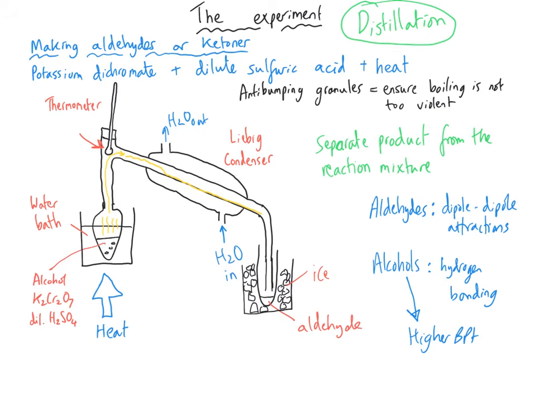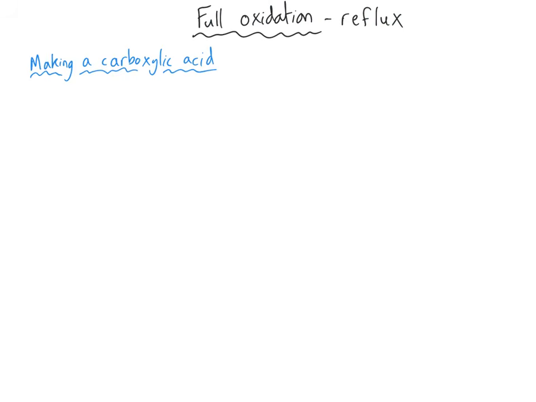If you keep heating this and get it hot enough, provided the water bath allows it to get above the boiling point of the alcohols, they would collect later, and so you could collect them in a separate tube if you wanted to. We're going to move on now to look at the experimental apparatus that you would use to make a carboxylic acid.